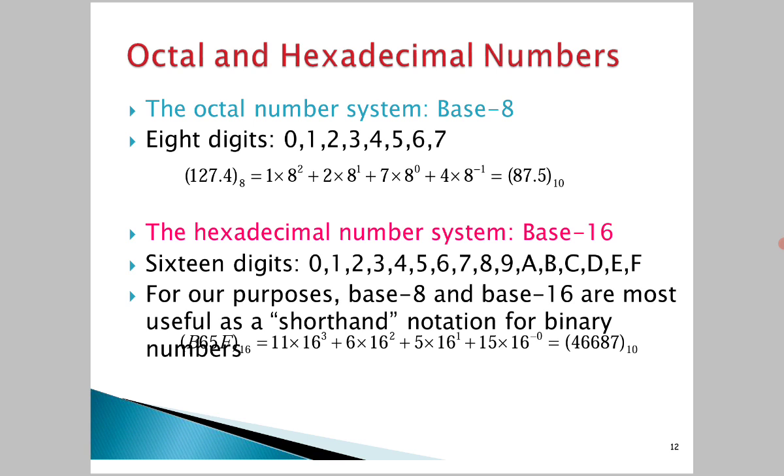So 0 to 9 are ten digits. After 9 it is decimal 10, and decimal 10 is represented in hexadecimal as capital A. Decimal 11 is capital B, 12 is capital C, 13 is capital D, 14 is capital E, and 15 is capital F. For our purposes, base 8 and base 16 are most useful as a shorthand notation for a binary number.